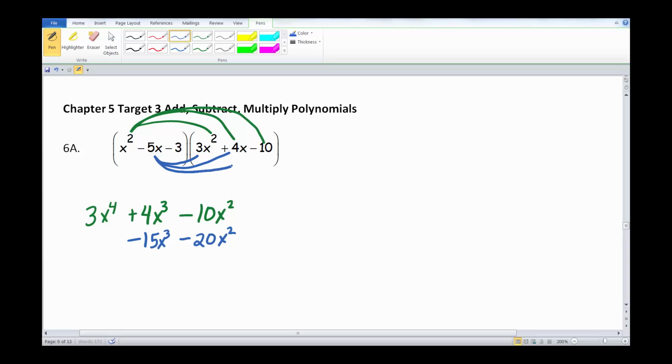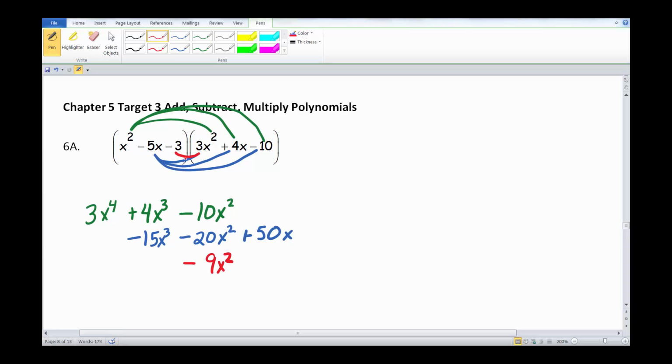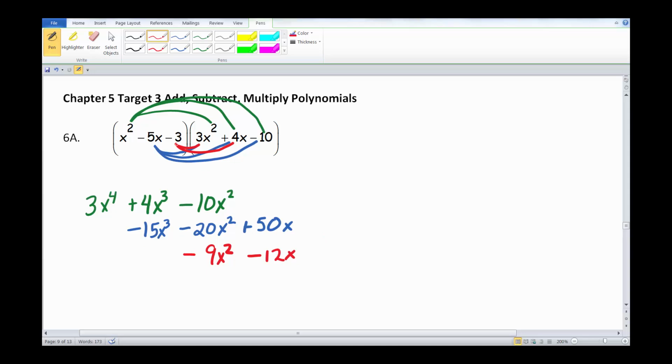Negative 5x times that last term, negative 10, gives us plus 50x. So that does it for our negative 5x. Moving on to the final one, negative 3. Negative 3 times that first term, negative 3x squared, gives us negative 9x squared. So we'll go ahead and place him underneath the x squared. Negative 3 times positive 4x gives us negative 12x. And then lastly, negative 3 times negative 10 gives us positive 30.